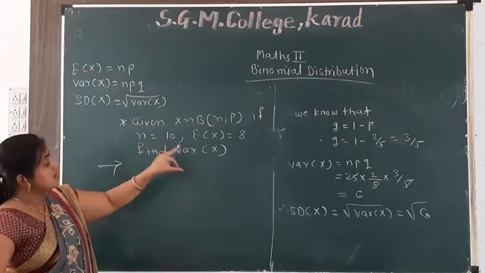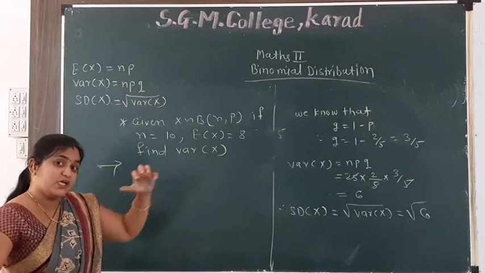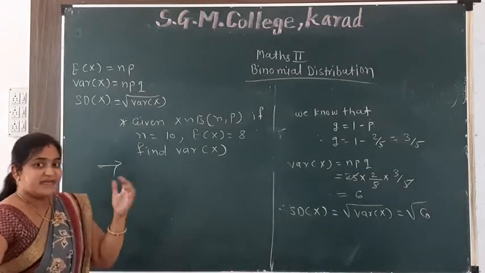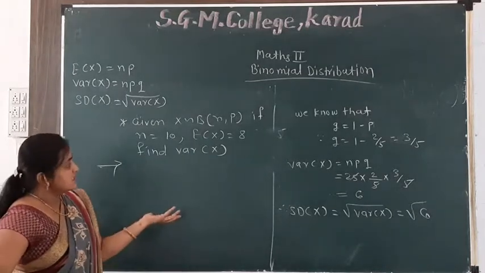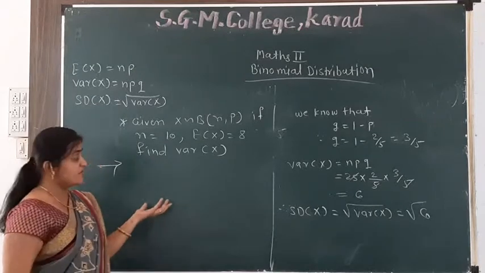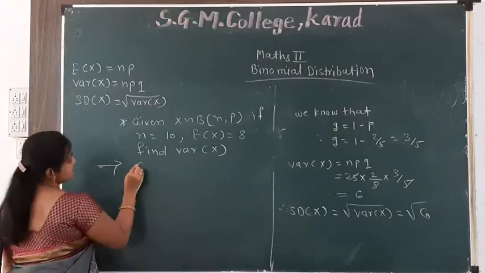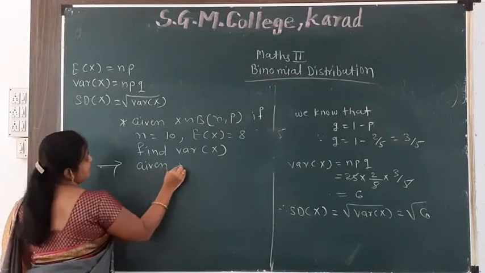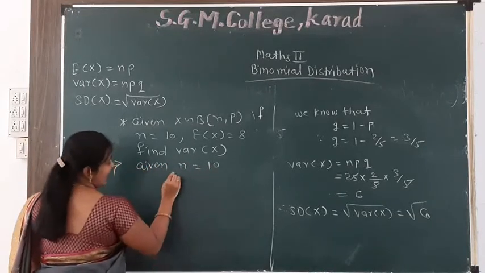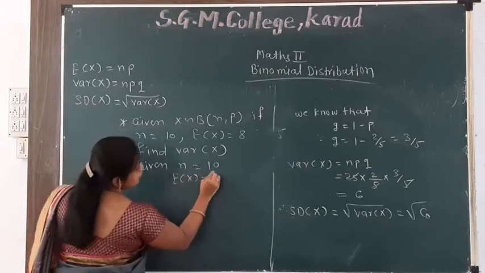So by using the formula of E of X, we find the p value. After we get the p value, we use the formula q is equal to 1 minus p to get the q value. So what is given here? Given n is equal to 10, as well as E of X is equal to 8.